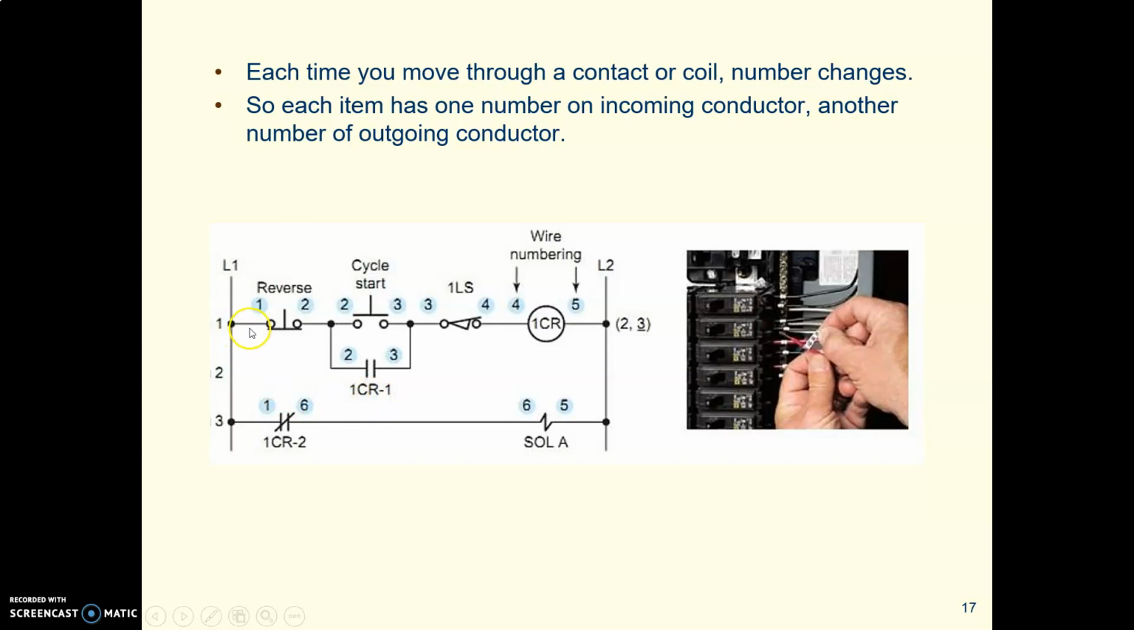So, let's say a conductor comes from L1 to one side of this push button switch. Then a wire comes from the other side of the push button switch over to another push button switch. Well, that's a different piece of wire, so it gets a different wire number.